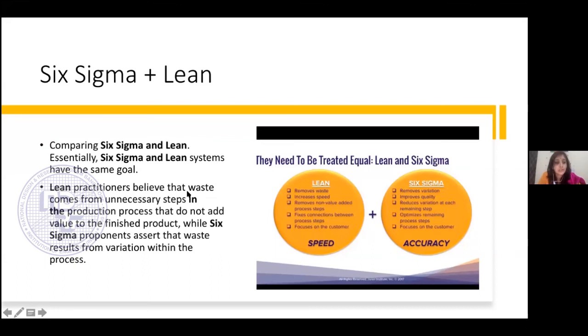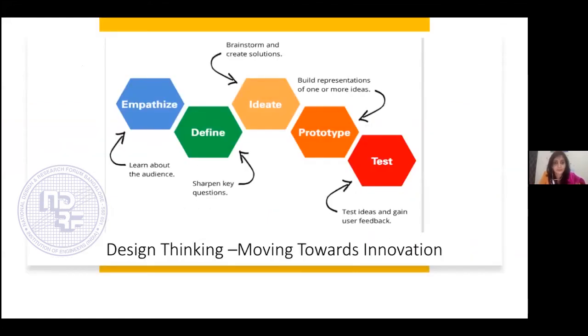Lean practitioners believe that waste comes from unnecessary steps in the production process that do not add value to the finished product, while Six Sigma proponents assert that waste results from variation within the process. So both are talking in the same language, and if you combine them, the benefits are better.